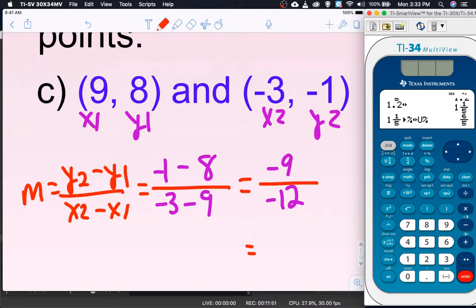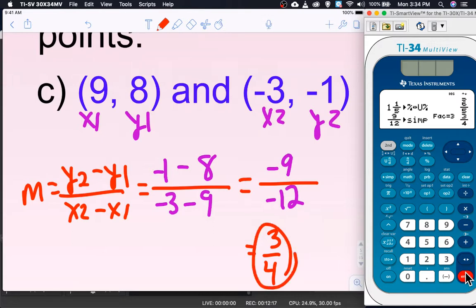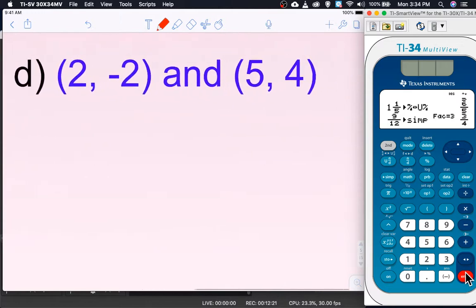-9 over -12 does simplify a couple different times. First off, our negatives are going to cancel. Negative divided by negative is positive. Guaranteed going to have a positive answer. Also, 9 over 12 does simplify. It simplifies to 3/4. Positive 3/4 is our answer. Letter D.